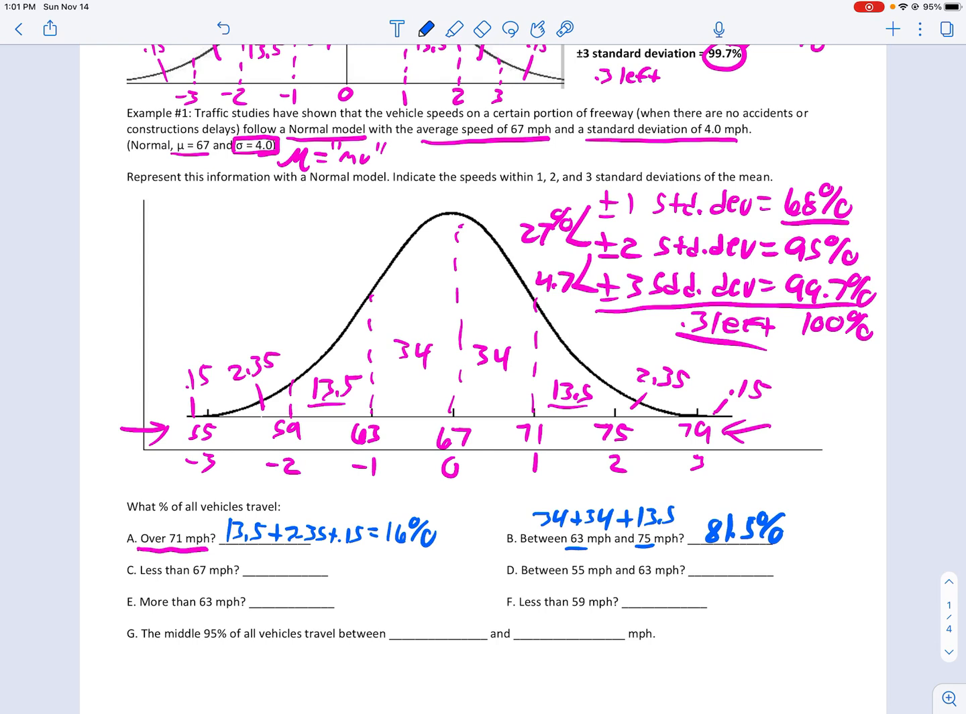Okay, less than 67? So here's 67, so less than 67 would be everything below. So I could add up 1, 2, 3, 4, or realize that 67 is the middle, so 50% of the data is above, but also 50% of the data is below the middle. So this would just be 50%.